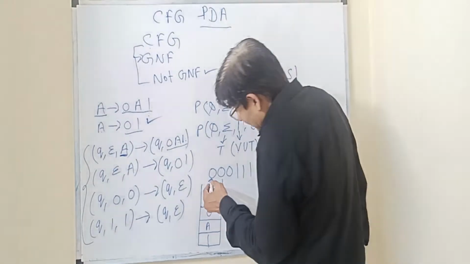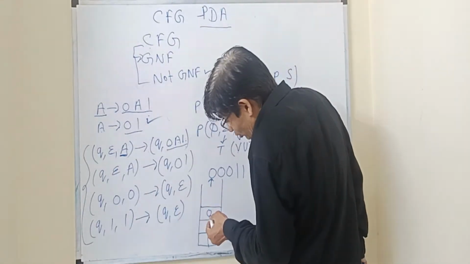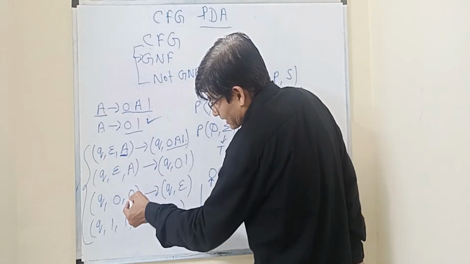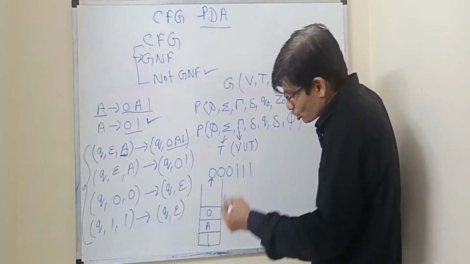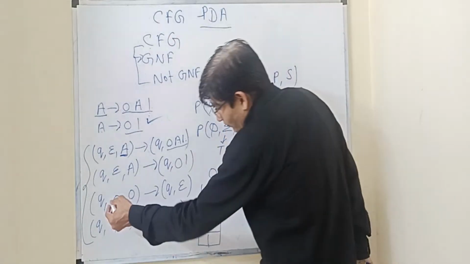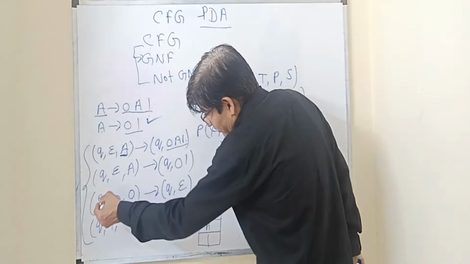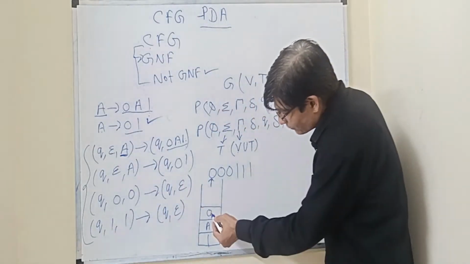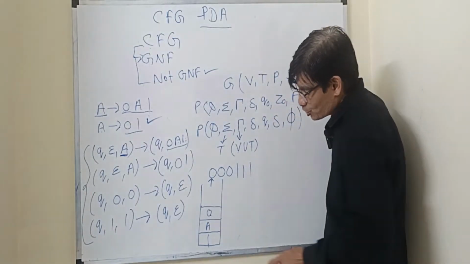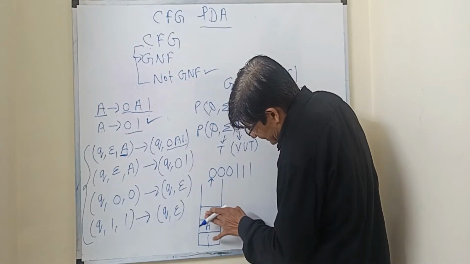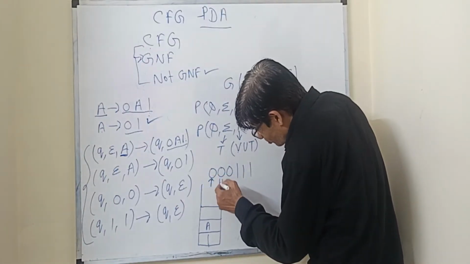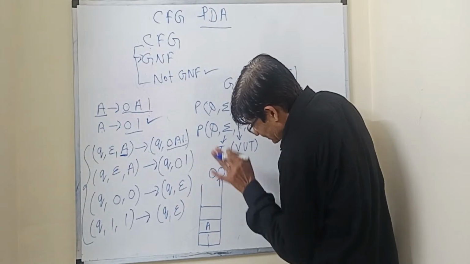Now the current stack top is 0. So now you can see we have one transition where the current stack top is 0. So now we can use this particular input here. We are reading 0 and the current stack top is 0. So what we need to do here is pop the element from the stack. So I will pop this element 0 from the stack and now I can move this pointer to the next input.